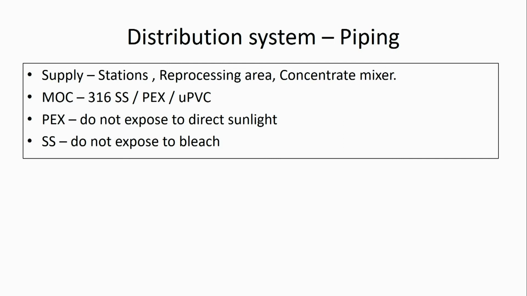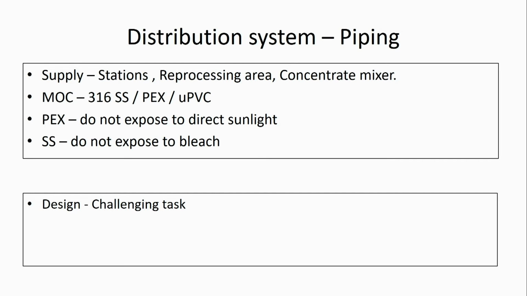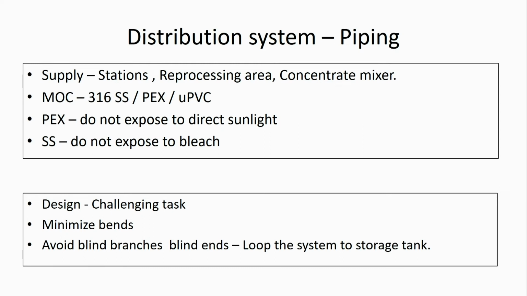So the distribution system, that is the piping, should be sufficient to supply all stations, reprocessing area and concentrate mixers. It should be made up of 316 stainless steel, PEX or medical grade PVC. But if you are using PEX piping, then we should take care that it is not exposed to direct sunlight. As I told, PEX gets damaged by ultraviolet rays. And if you are using stainless steel, then we should not use bleach for disinfection. The design of the distribution system is a challenging task, as we have to minimize bends, and we have to avoid blind branches and blind ends. So for that, we should ensure that the piping gets looped to the storage tank.